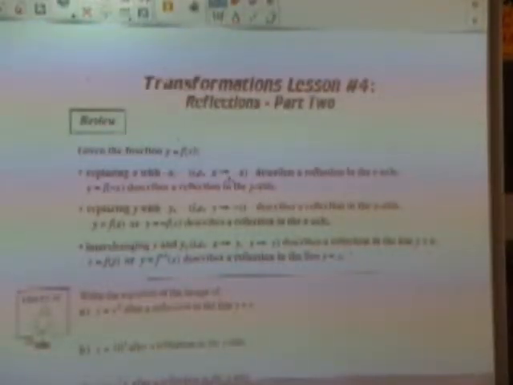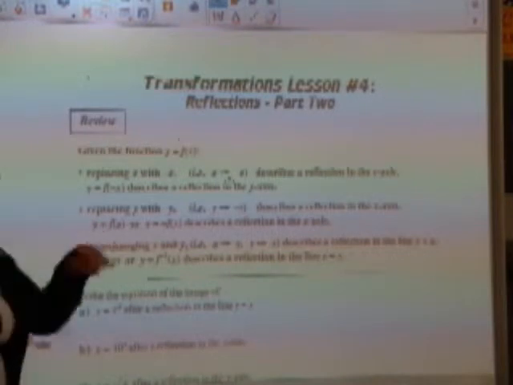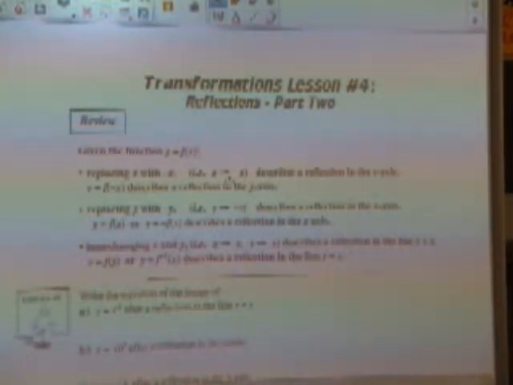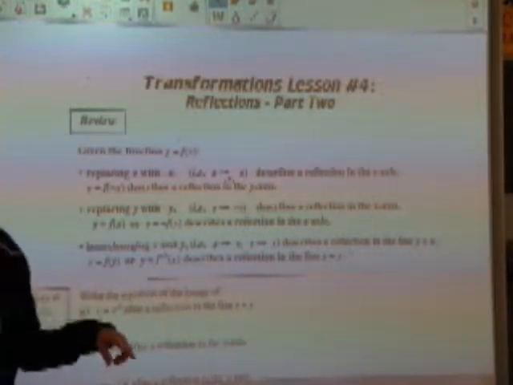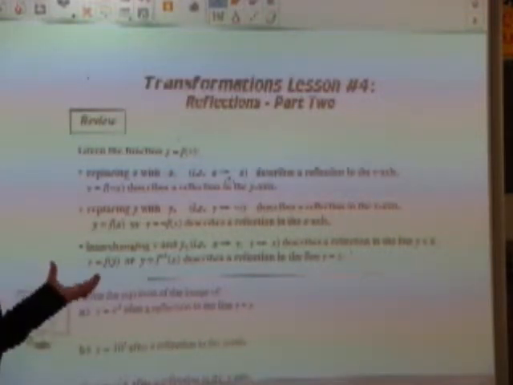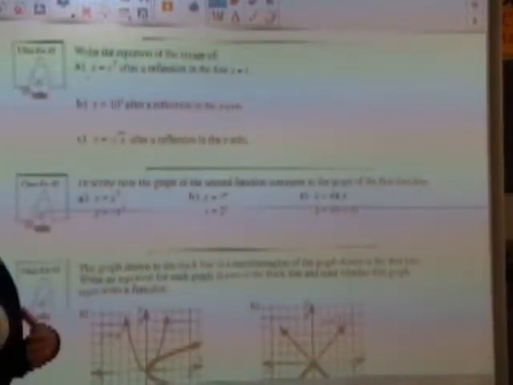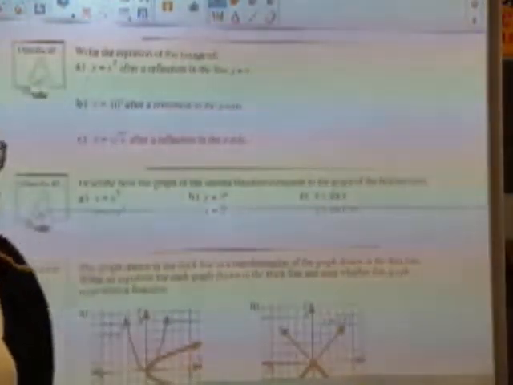Okay. Given the function y equals f of x, just to review, when I replace x with a negative x, I get a reflection in the y-axis. If I replace y with a negative y, I get a reflection in the x-axis. And when I interchange the x and the y's, I get a reflection in the line y equals x, or an inverse reflection. So in this lesson, we're going to deal with equations. What happens to the equation under these transformations?